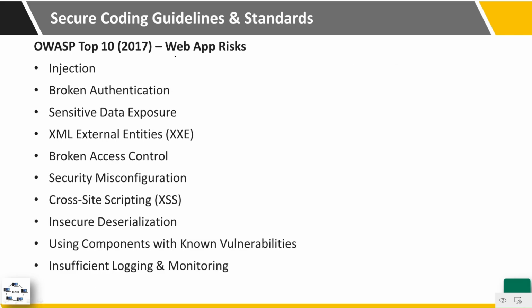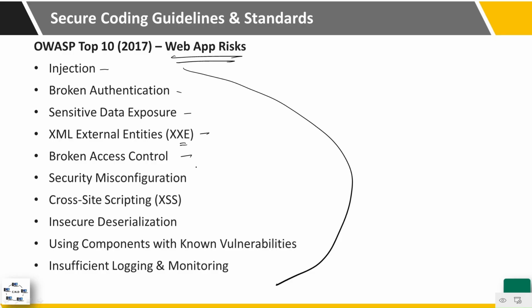OWASP top 10 web application risks. These are the top 10 OWASP web application risks from 2017, including injection, broken authentication, sensitive data exposure, XML external entities, that is XXE, broken access control, security misconfiguration, cross-site scripting, insecure deserialization, using components with known vulnerabilities, and insufficient logging and monitoring.